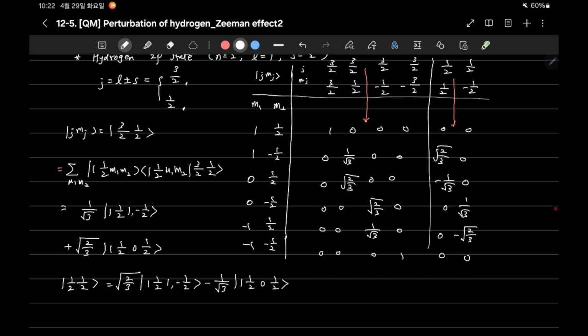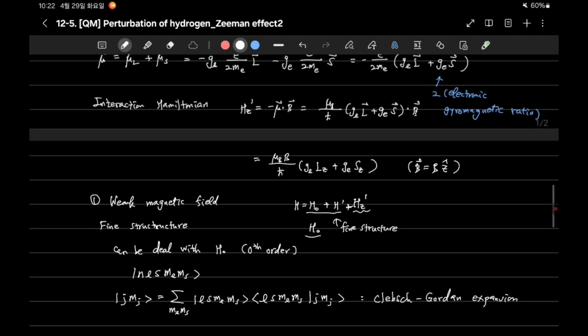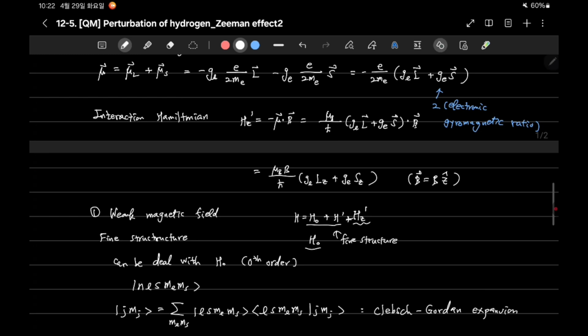With these matrix elements, this basis can be expanded like this, from the coupled basis in terms of the uncoupled basis. Here we should consider the interaction Hamiltonian. The Hamiltonian is like this. Because g_L and g_S are constant, we should calculate the expectation of L_z and S_z. So we should keep this Hamiltonian in mind.